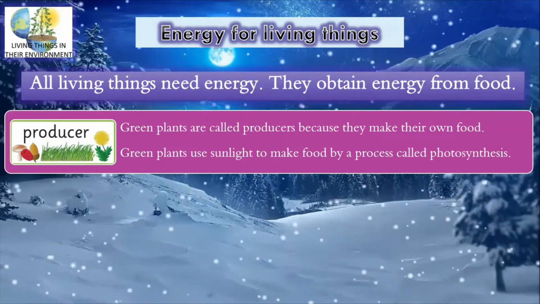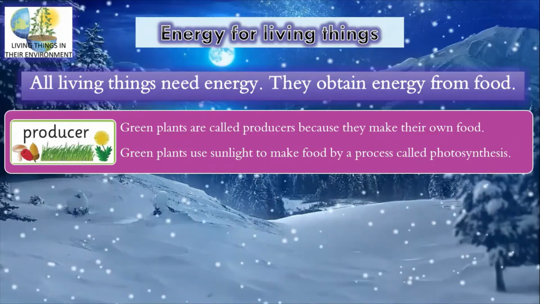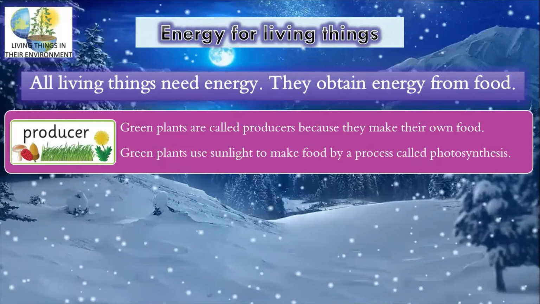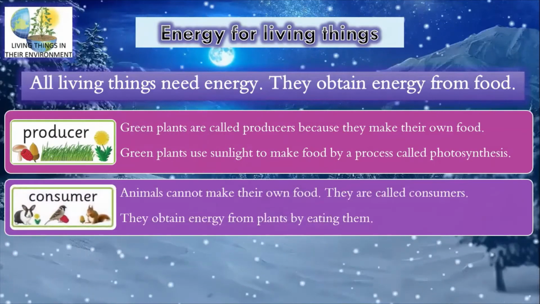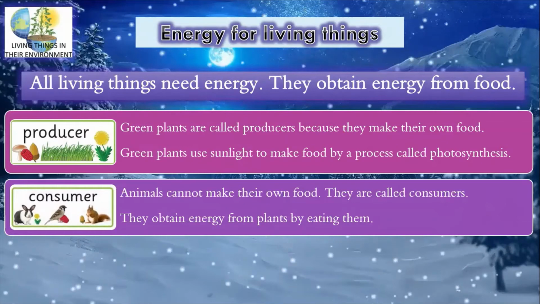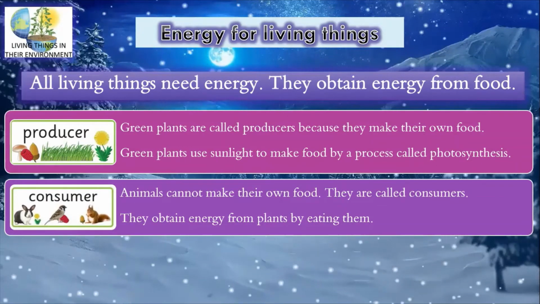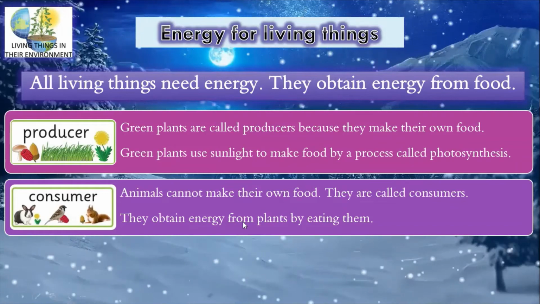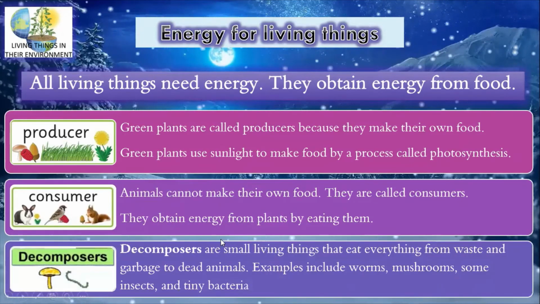So students, what are the producers that make their own food? That is green plants. Green plants use sunlight to make food by a process called photosynthesis. Consumers like us and animals cannot make their own food. They are called consumers. They obtain energy from plants by eating them.